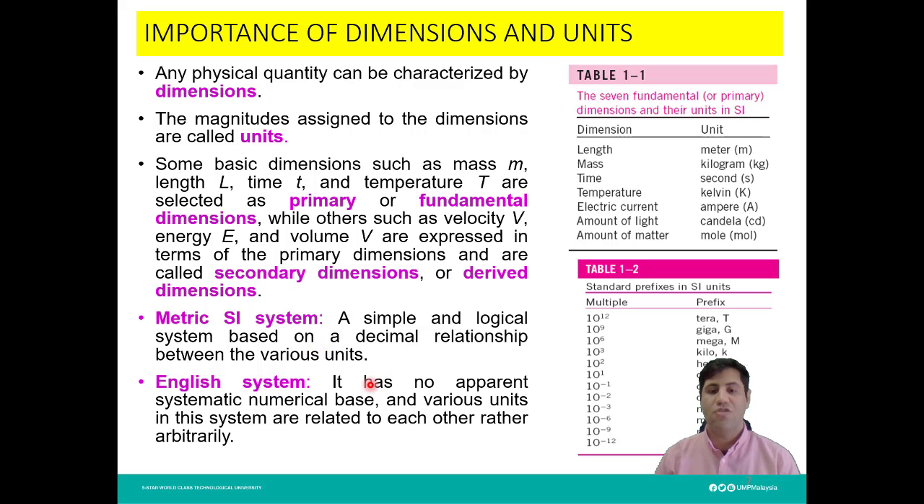In the English system, there is no apparent systematic numerical base, but various units in this system are related to each other rather arbitrarily. I think the most famous one of them is the unit for length. In SI we have centimeter or meter. Actually, the SI unit for length is meter, and each meter is 100 centimeters, and you know about that. But the English system is different. The unit of length is foot, and each foot is 12 inches.